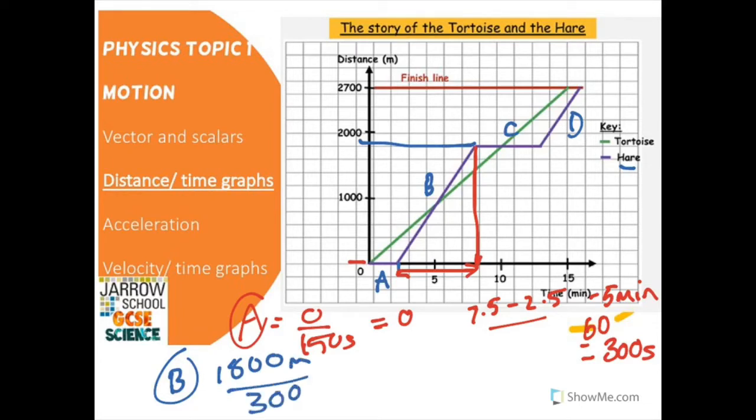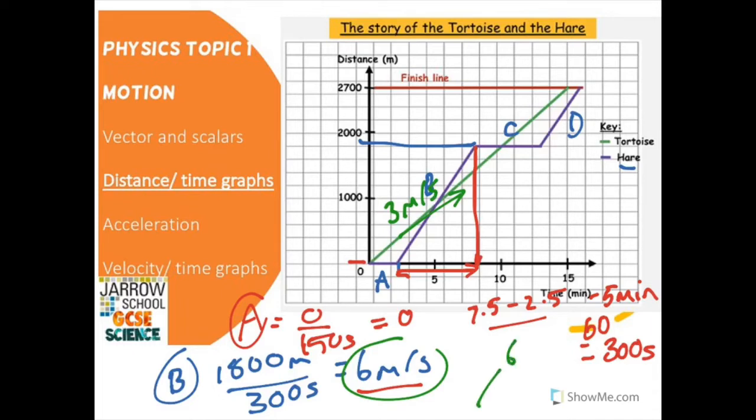So we can see on part B, the hare's speed was 6 meters per second. What would be useful now is to stop and think, right, that's 6 meters per second on part B. The tortoise's average speed was 3 meters a second. So what you'll find on a graph is, 3 meters a second will have a shallower gradient, and 6 meters per second will have a steeper gradient. So the faster something's going, the steeper the gradient on a distance time graph.